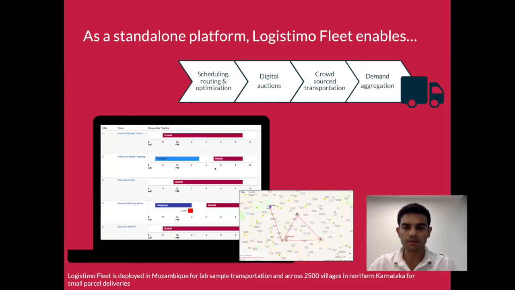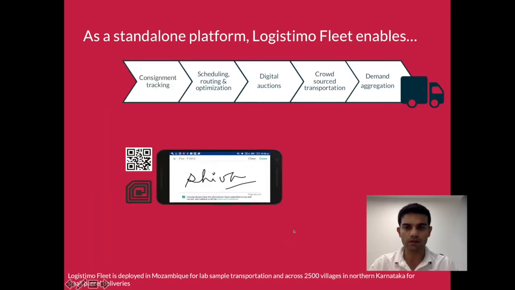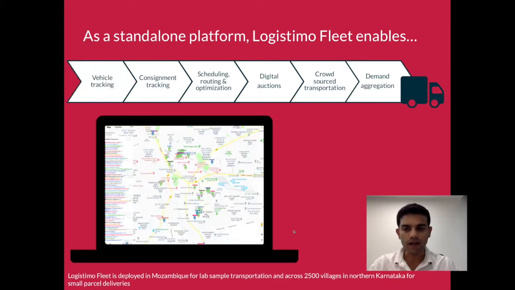And on the system, of course, the system takes care of the scheduling, the routes, and everything. And in real time, these drivers can be monitored on the system. And I'd already demonstrated how the consignments can be tracked from the time that they picked up till the time that they dropped off, and the vehicles also can be tracked in real time on the Logistimo Fleet system. So, Logistimo Fleet has been deployed in Mozambique for lab sample transportation as a standalone platform.